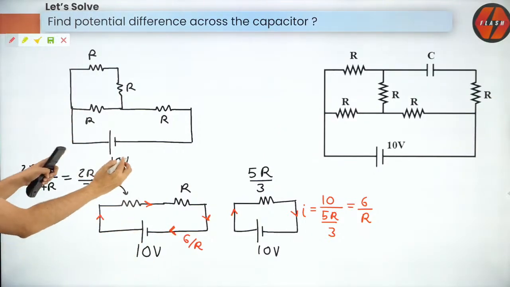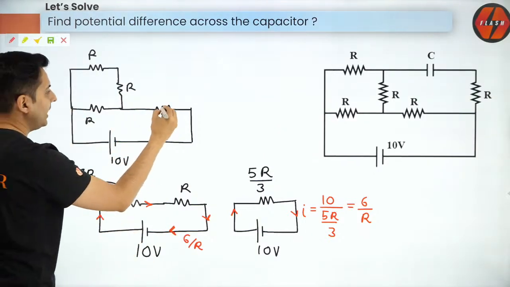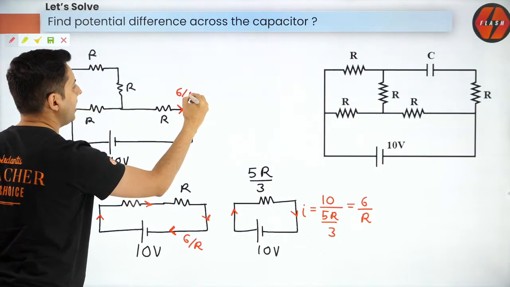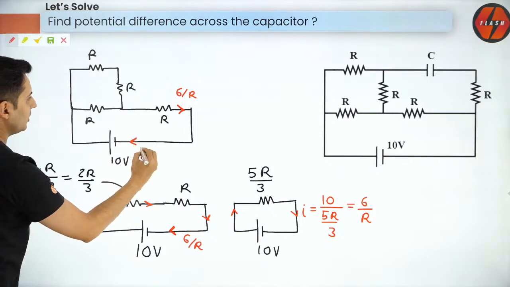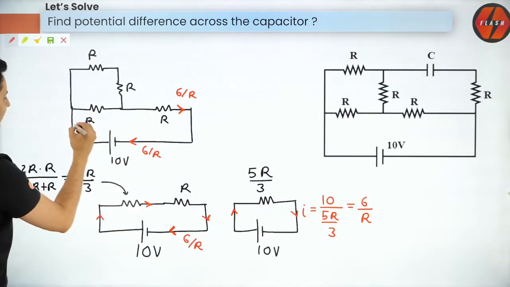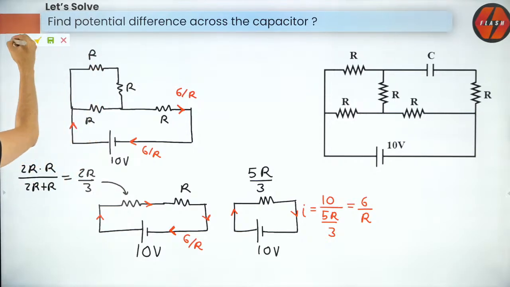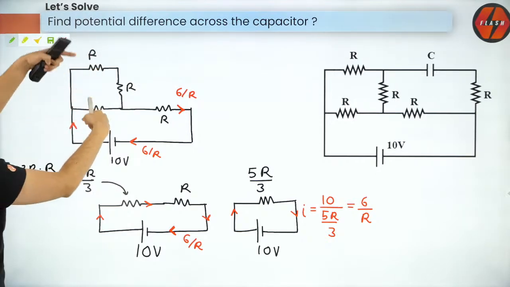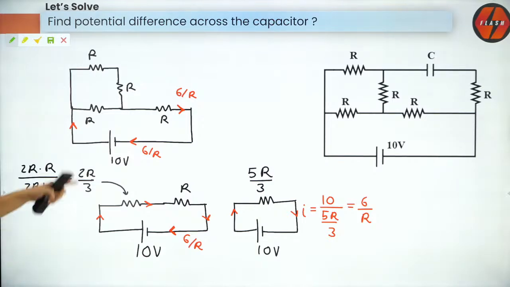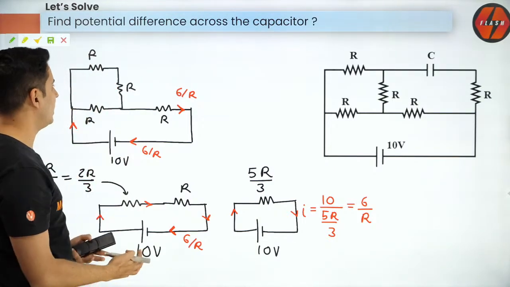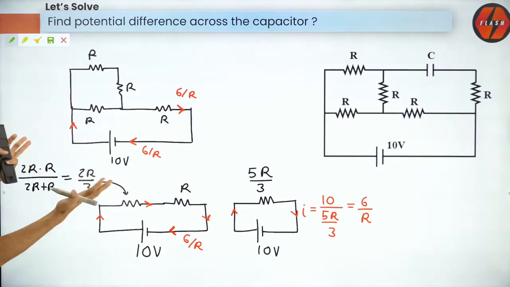Now, think about it here. At this location the current is 6 by R. Here also the current is 6 by R. Here also it is 6 by R. But here it will not be the same. Why? It has to get divided, guys. Divided. Think about it, parallel. And I will need that value. How do I do it?